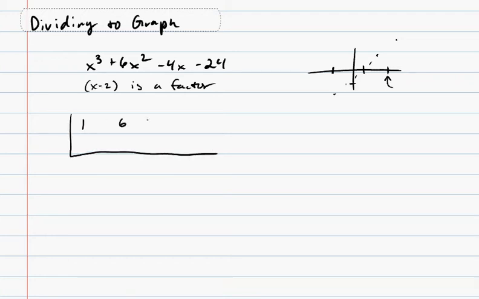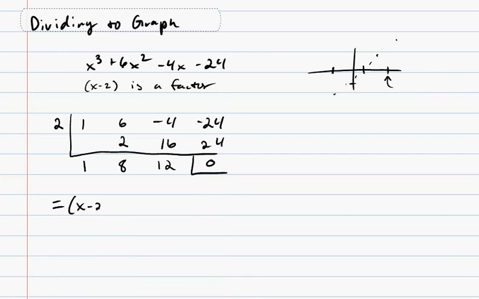So I'll put 1, 6, minus 4, minus 24. That also means that on my graph, since x minus 2 is a factor, 2 is going to be an intercept. Now I'm dividing by x minus 2, so I'm going to put a positive 2 here. Drop down the 1. 2 times 1 is 2. 8, 16, 12, 24. So the polynomial is the same as x minus 2 times my answer here, x squared plus 8x plus 12.